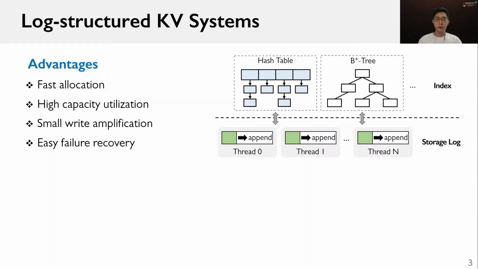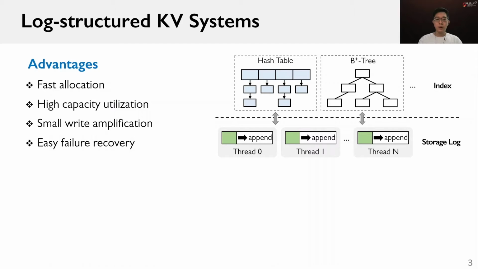Recent PM-based key-value stores adopt the log-structured approach to reap PM's full potential. The figure shows the typical overview of a log-structured KV store. They append KV objects sequentially in a storage log. For in-memory storage, each service thread usually maintains a per-thread log for better thread scalability. Each thread can only write to its local log, but can read all other logs.